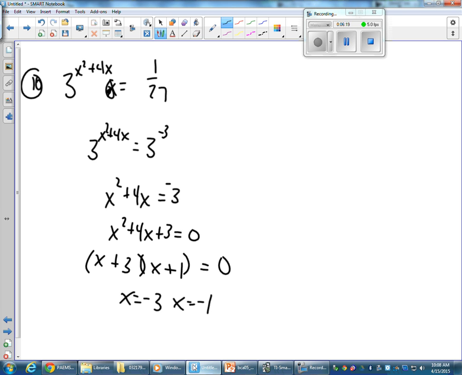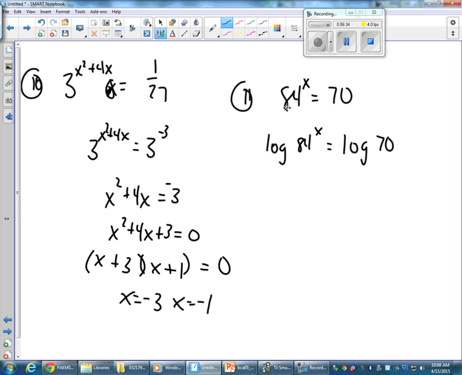So we got some that have bases that don't match, like number 11. 84 to the x equals 70. So when the bases don't match, the easiest thing to do is log both sides. Log of 84 to the x equals log of 70. Bring this exponent to the front. X log of 84 equals log of 70, and then just divide.